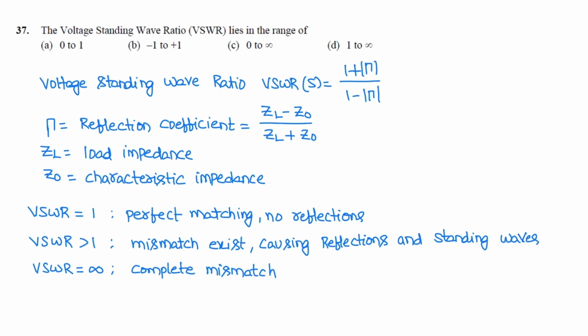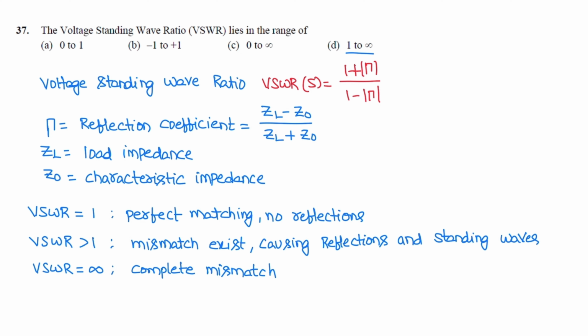Next question. The voltage standing wave ratio lies in the range of. So correct option is D. VSWR lies in the range of 1 to infinity. The formula for voltage standing wave ratio is 1 plus mod gamma by 1 minus mod gamma, where gamma is reflection coefficient, ZL minus Z0 by ZL plus Z0, where ZL is load impedance, Z0 is characteristic impedance. VSWR is 1 for perfect matching.